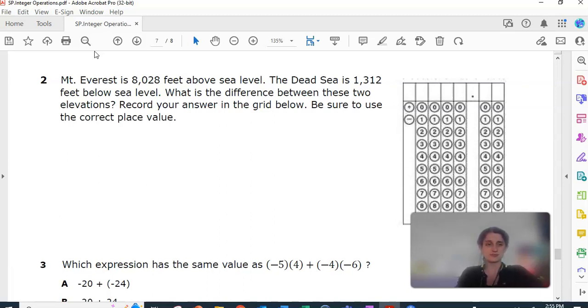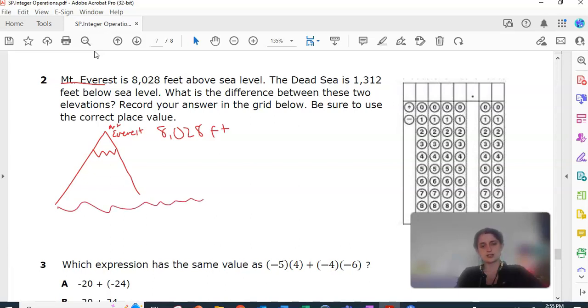You're welcome. Mount Everest. Super duper tall mountain. It's icy on the top. There's Mount Everest. It is 8,028 feet above sea level. That means that if the ocean is down here, the ocean is the integer 0. The Dead Sea is 1,312 feet below sea level.